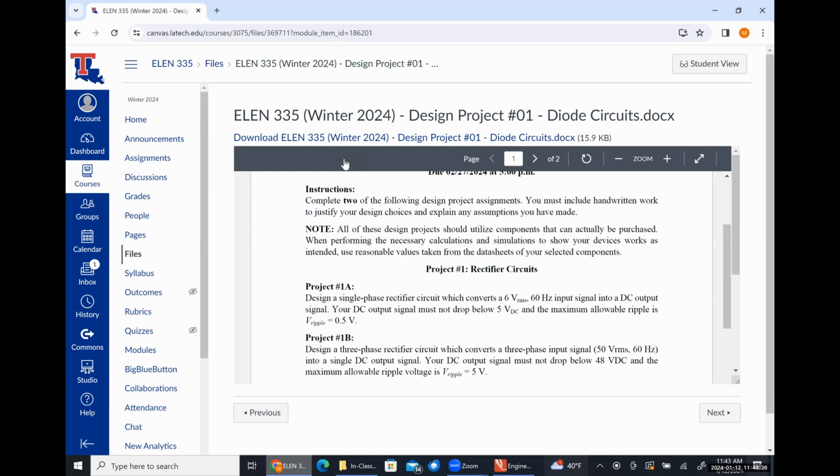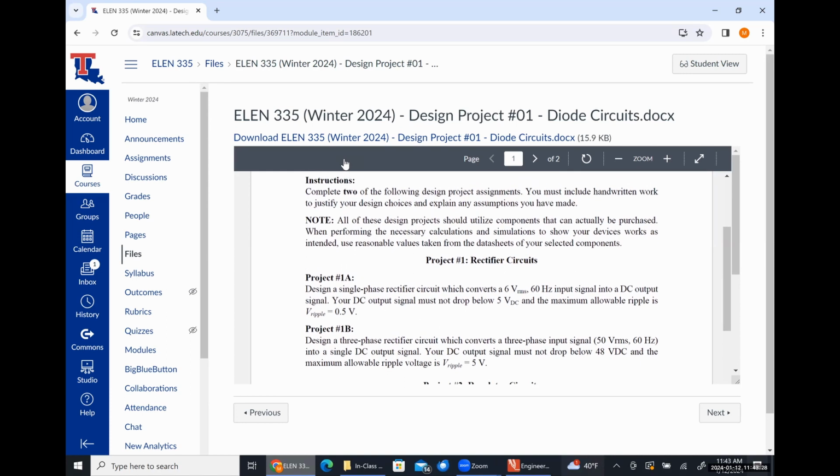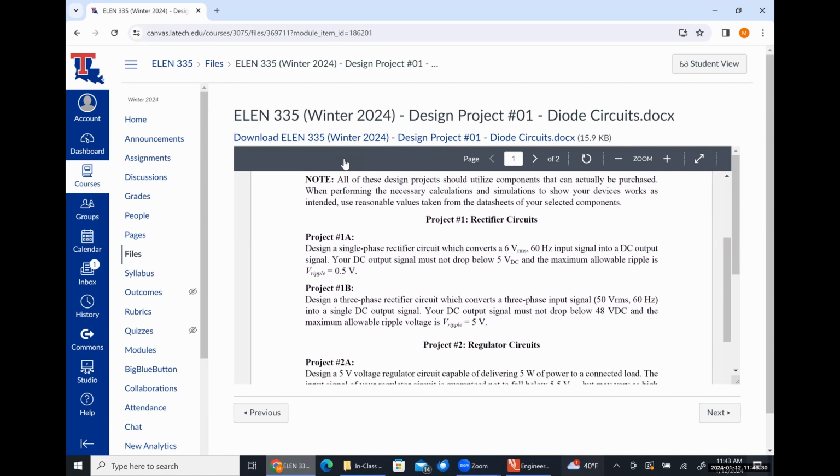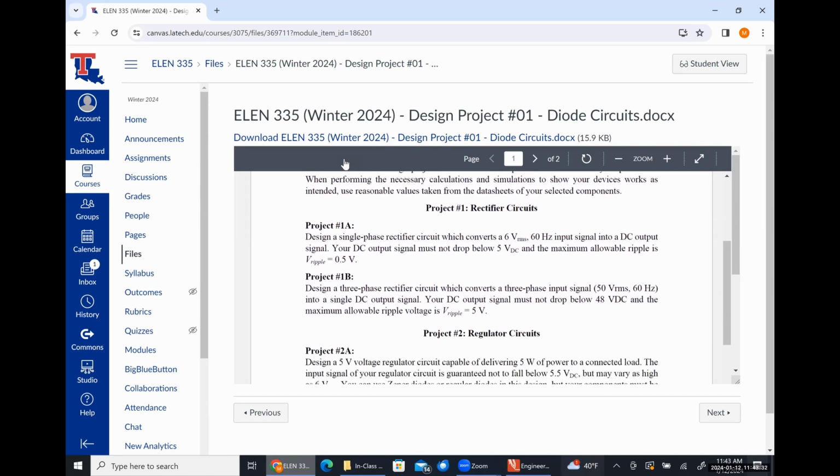So there are 3 different projects and I want you to complete 2. Now, I want to be clear about this because it might be worded oddly. If you're doing project 1, you don't do 1A and 1B, it's just one or the other.